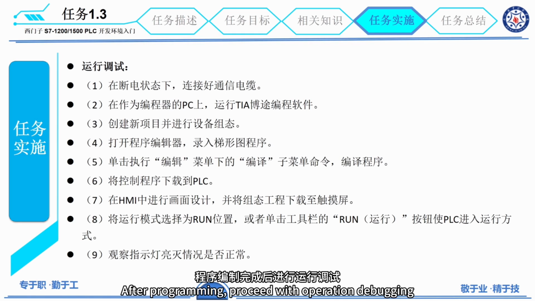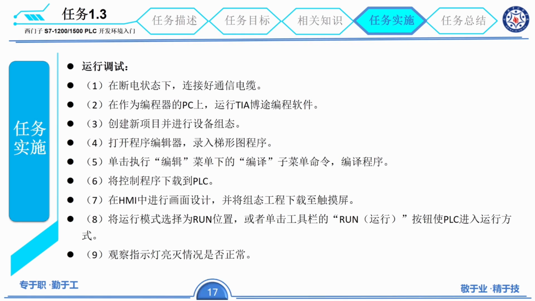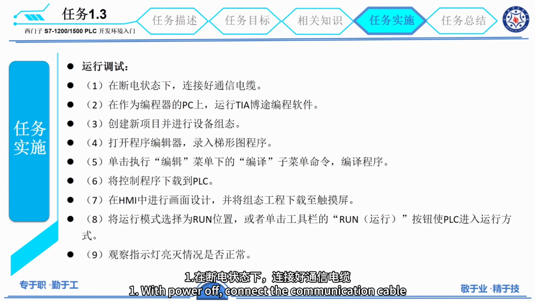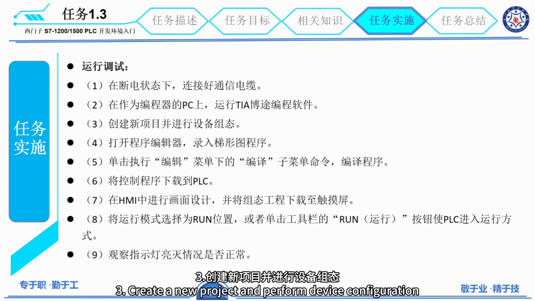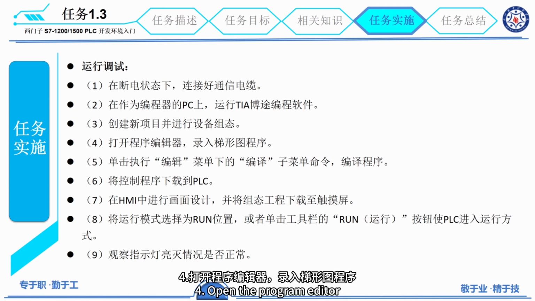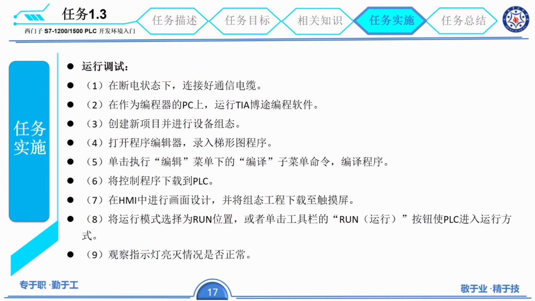After programming, proceed with operation debugging. First, with power off, connect the communication cable. Second, on the PC acting as the programmer, run the TIA Portal programming software. Third, create a new project and perform device configuration. Fourth, open the program editor and enter the ladder logic program.